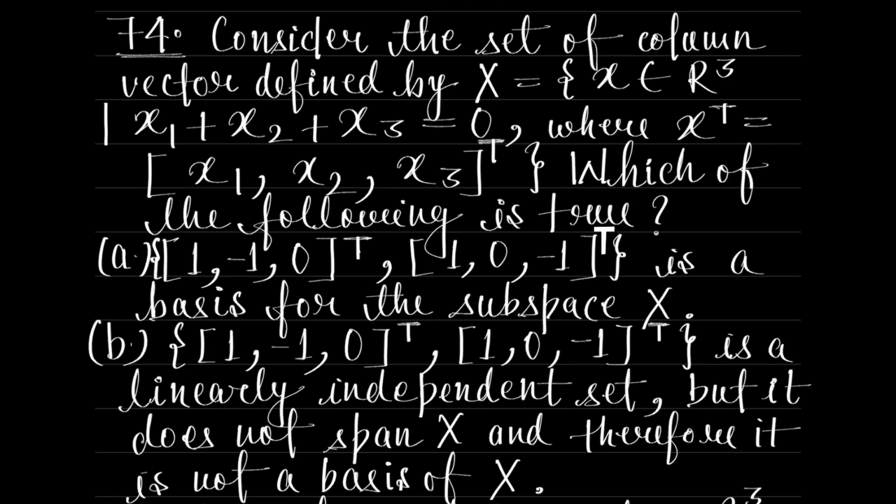Problem number 7.4. Consider the set of column vectors defined by X, which is equal to x belongs to R power 3, which is 3-dimensional, and our vector is x1, x2 and x3, which equals 0, where x transpose is (x1, x2, x3) transpose. Which of the following is true?